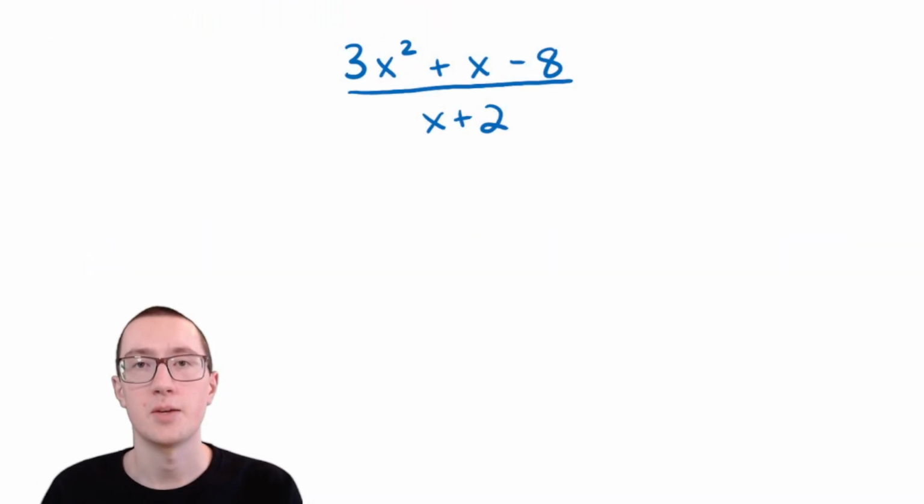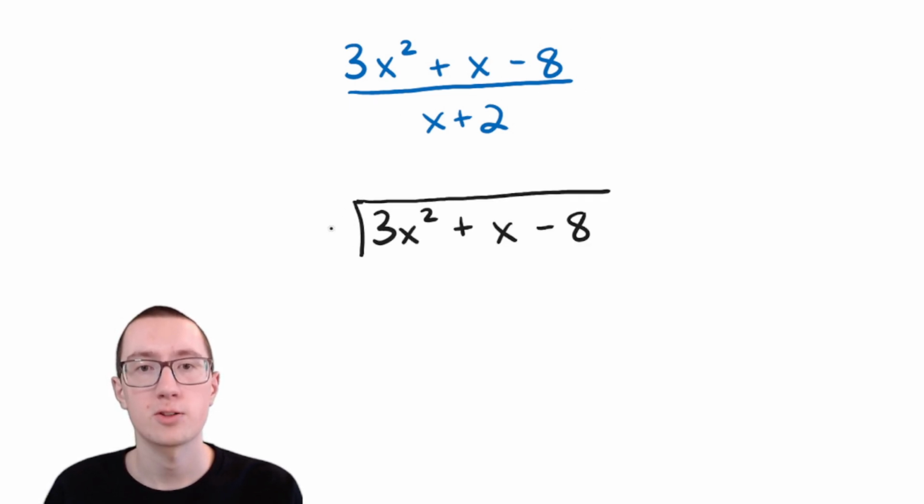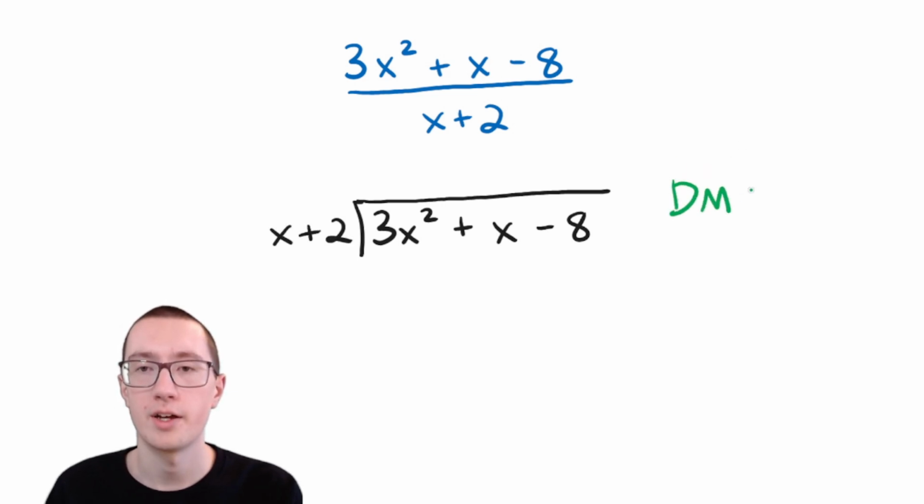All right, we're going to do this the same way as before. So we're going to take this top part here, and we're going to put it in that weird box thing. And then on the outside of the box, we're going to put x plus 2. So remember, the steps to long division are divide, multiply, and subtract. So first we're going to divide.